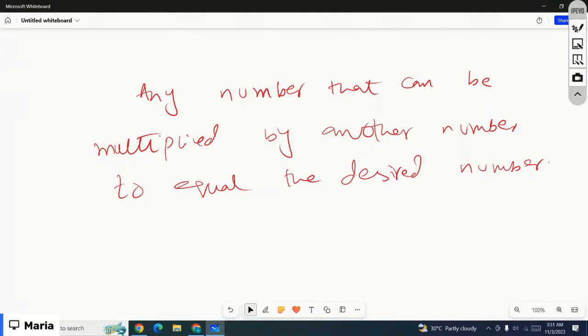For example, you have to find the factors of 8. Basically, you need to find the two numbers that when multiplied make 8. So 4 times 2 is 8. 4 and 2 are the factors of 8. Then you have 8 times 1. 8 and 1 are the factors of 8.